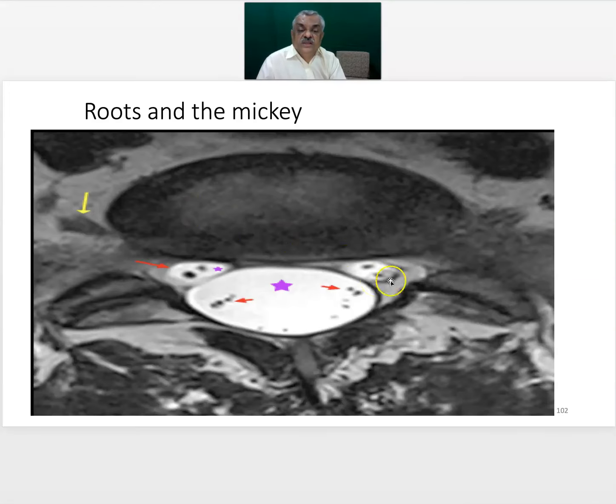vertebral body. Now here it is called the Mickey Mouse appearance, where this is the face and these are the long ears, where you see the nerves, the traversing nerve or the exiting nerve going out. This is the already exited nerve, and these are the next traversing nerves. This is the dural sac.